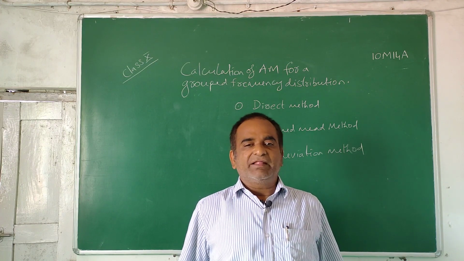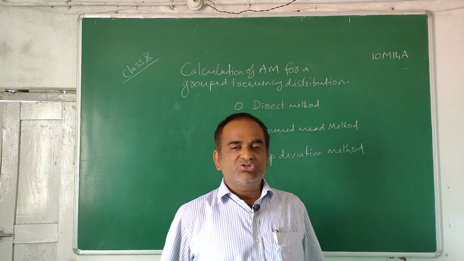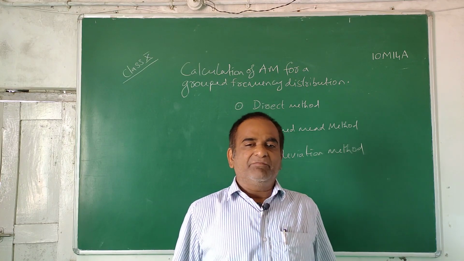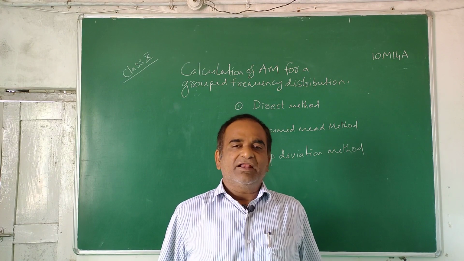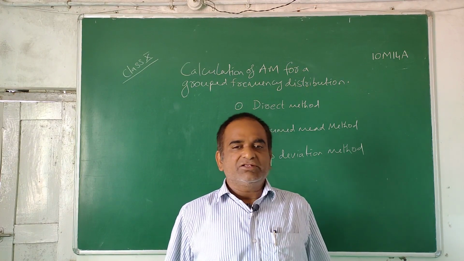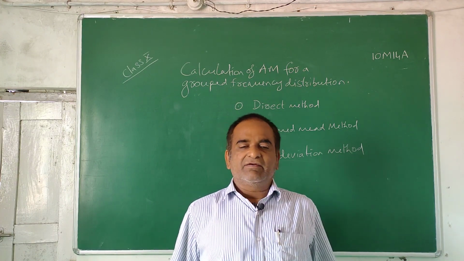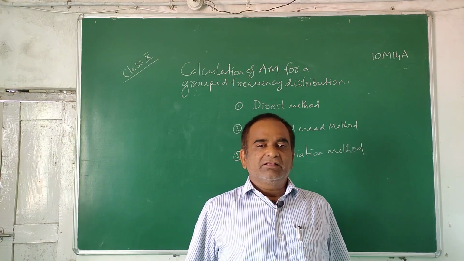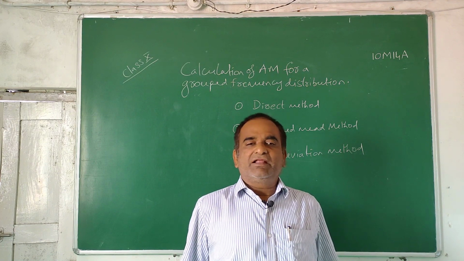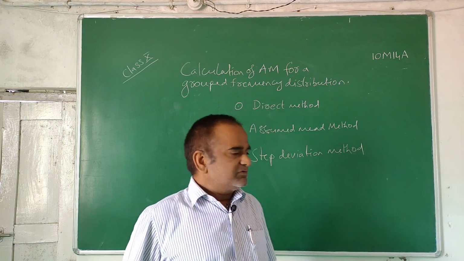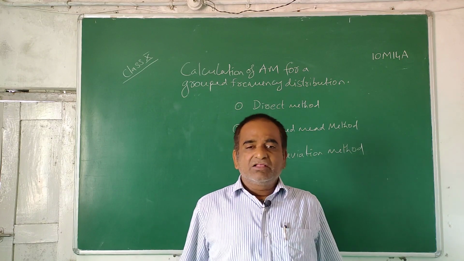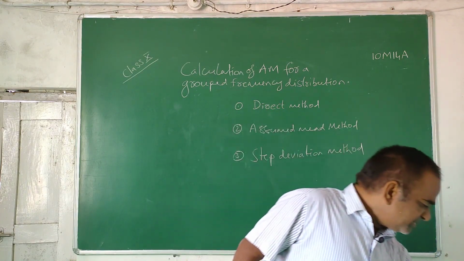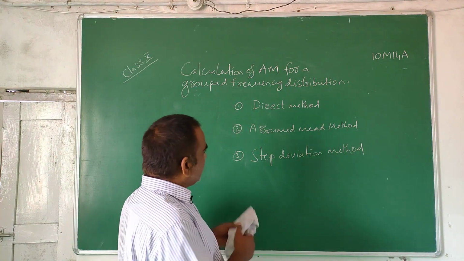If the name of the method is not mentioned in the question, and it is just asking to calculate arithmetic mean, then you are a free bird. You can choose any of the three methods available. Of course, whichever you feel comfortable with, you can proceed accordingly. So knowing these three methods is most important. So coming to the first point, the direct method.